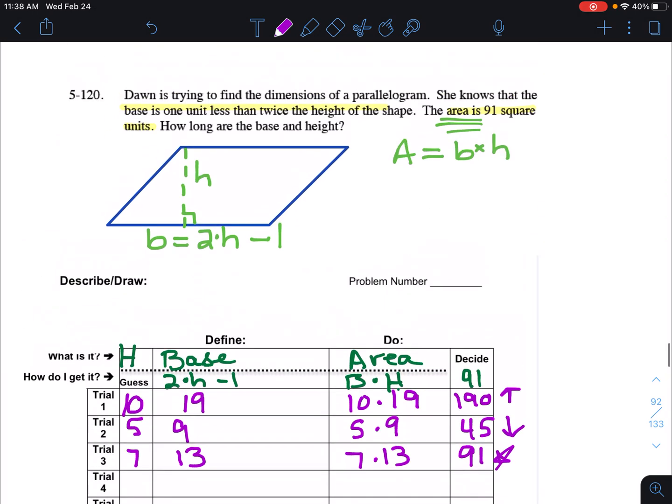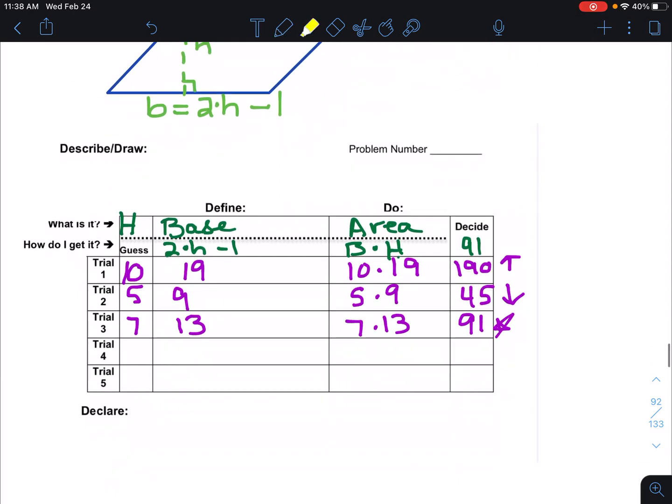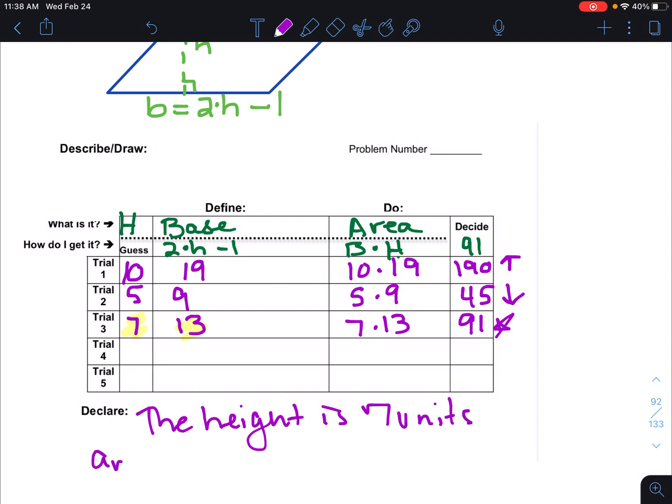But let's go back up. The question says, how long are the base and the height? So I do need to say both answers. And for my declare, I'm going to write a sentence. The height is 7 units. It didn't give us any units, so we'll say units. And the base is 13 units. And I'm done.